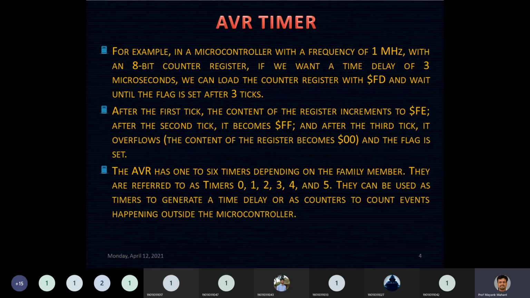Okay, so the AVR has 6 timers. In general, if we talk about the AVR family, depending upon which family member you are going for, it can have a maximum of 6 timers. They are referred to as timer 0, 1, 2, 3, 4 and 5. So we can have different timers on the basis of the family that you are selecting.